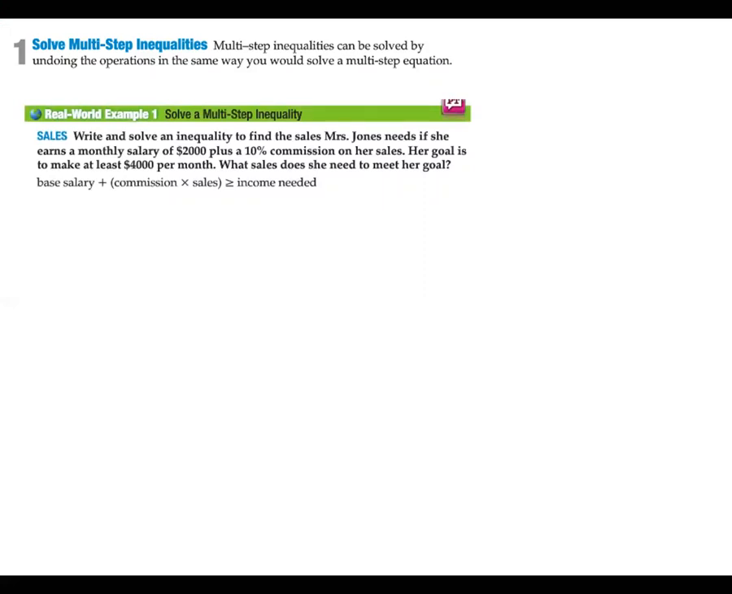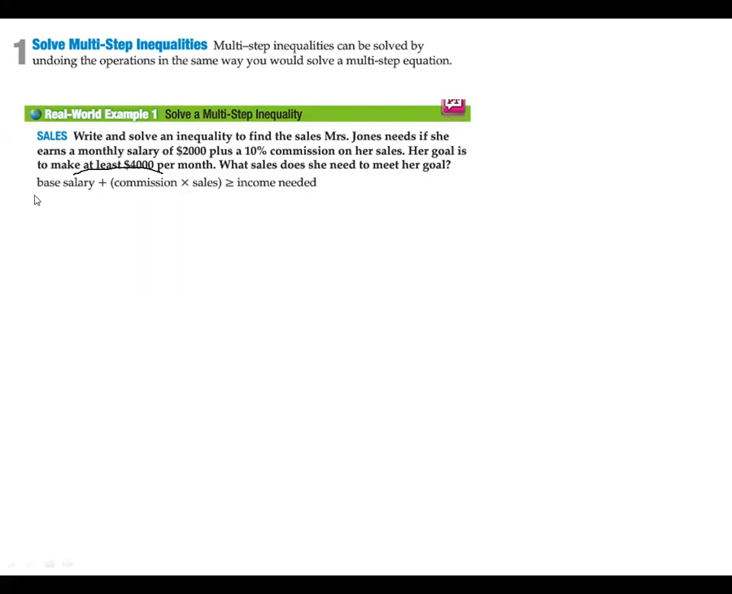To find the sales Mrs. Jones needs if she earns a monthly salary of $2,000 plus a 10% commission on her sales. Her goal is to make at least $4,000 per month. What sales does she need to meet her goal? Focus on the word at least. So the amount that she needs to make is 4,000 or more. So that's what at least means.